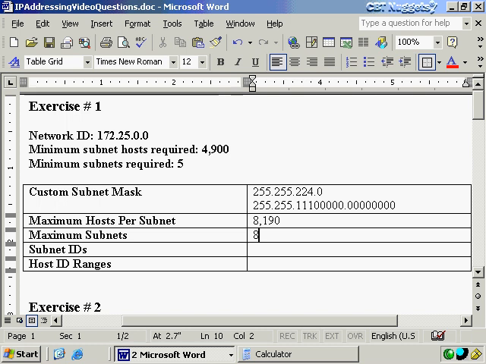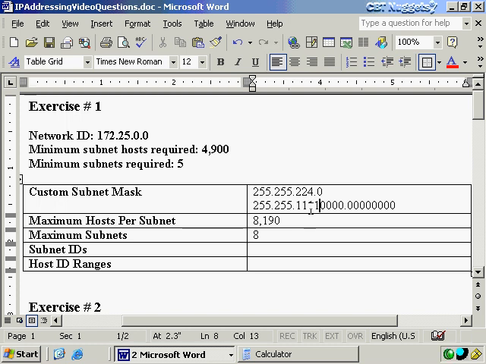Now let me show you another interesting correlation here, and that is how the number of masked bits will cut in half the number of hosts that we can use. For example, right now I'm using the first 3 bits for networking. If I decided to steal yet another bit and make myself 4 ones there instead, then how would I know how many hosts per subnet that would be?